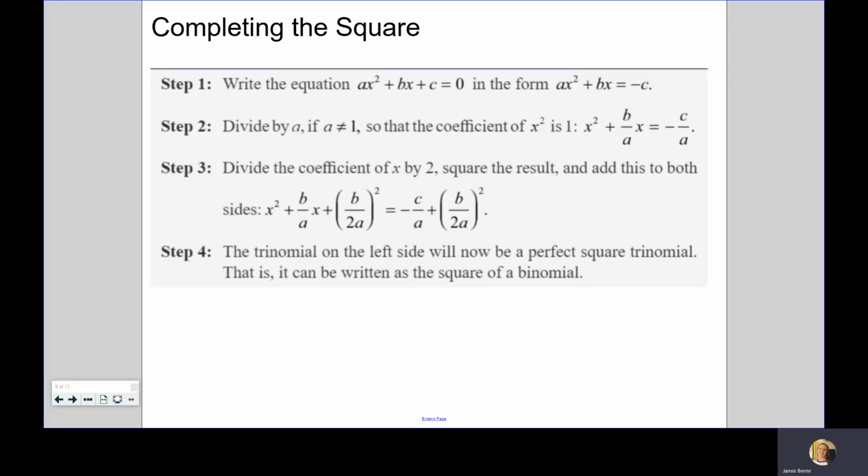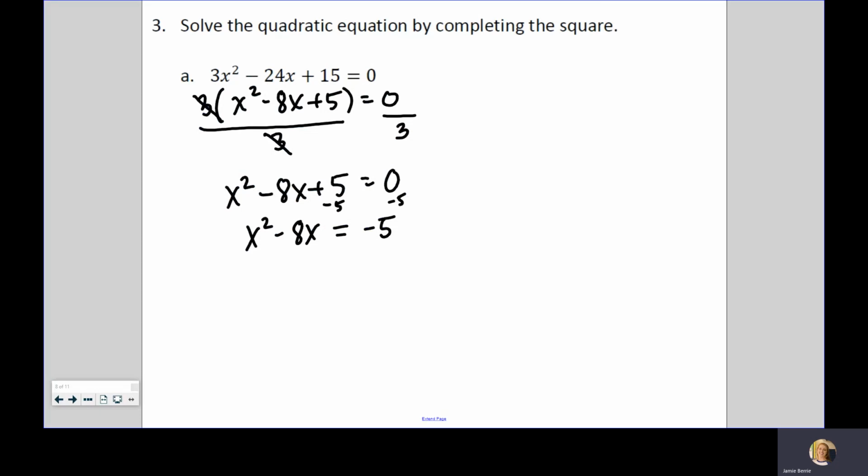Now, if you look at our second step, it says divide by a if a is not equal to 1, so that the coefficient of x squared is 1. So basically, if you have a coefficient on x squared, divide every term by it. We've already gotten rid of our coefficient on x squared, so we don't have to worry about this step. But if we had something, say, like a 2 here, we would go ahead and divide every term by 2.